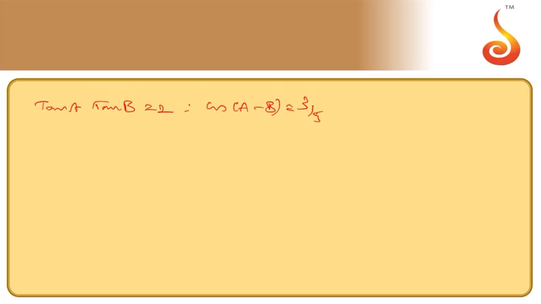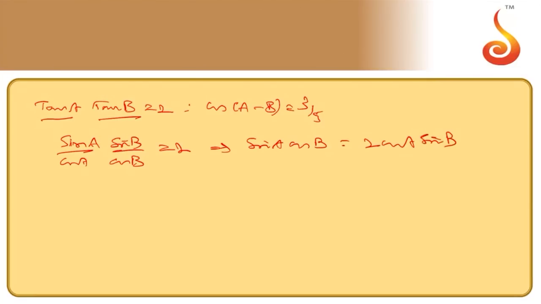Let me simplify. Tan a, tan b can be written as sin a by cos a, and sin b by cos b, which is equal to 2. So from here, sin a into sin b by cos a into cos b is equal to 2. Now we can use the concept of componendo and dividendo here: denominator plus numerator divided by denominator minus numerator. This can be written as 2 by 1.